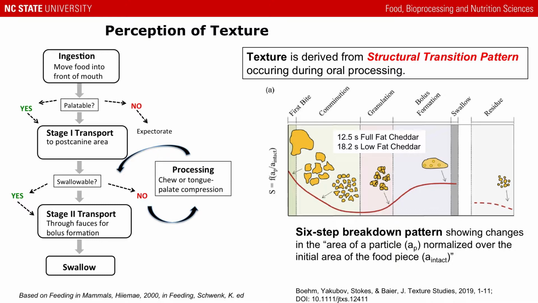So texture is derived from the structural transition pattern occurring during this. Now the complexity continues to increase. So let's compare just on timing. The full-fat cheese took 12.5 seconds. The low-fat cheddar was 18.2 seconds. So it was a longer processing. Okay?